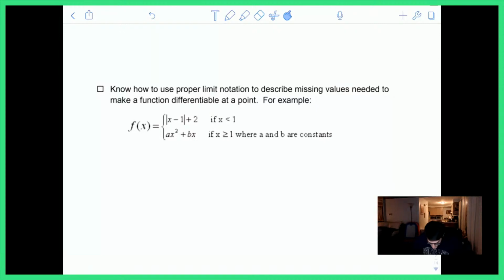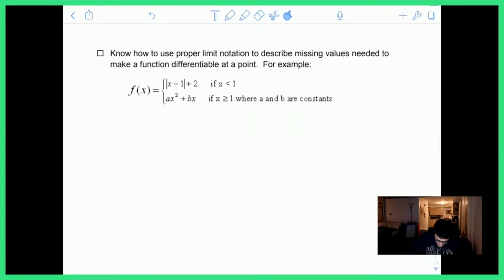So let's get started. The idea behind this problem is I'm going to ask you to find values of a and b that make the function continuous and differentiable. So the first thing you'd want to do is always get rid of this absolute value here. In the absolute value itself, you always need to figure out which piece you're defined by, whether it's the positive side or the negative side, and then deal with it.